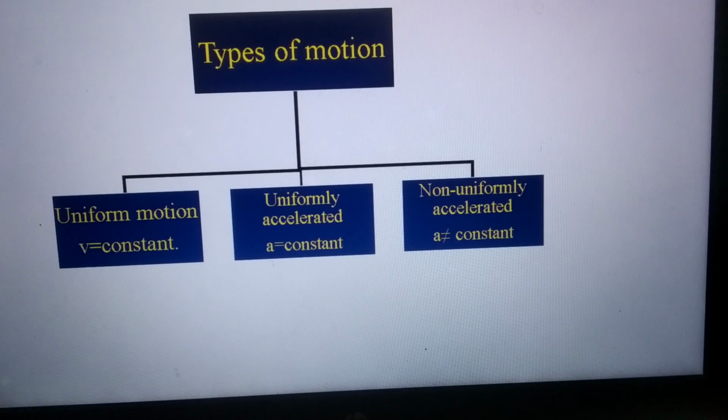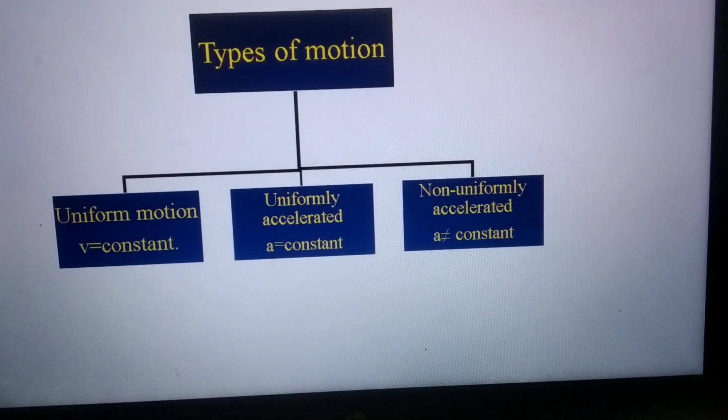An example of uniform motion: if a car is moving in a straight line on a straight road, then in this condition it is moving with a constant velocity, 20 meters per second for t equal to 1 second, similarly for t equal to 2 seconds. So its velocity is constant, and we can say its velocity remains constant with respect to time. This type of motion will be called uniform motion.